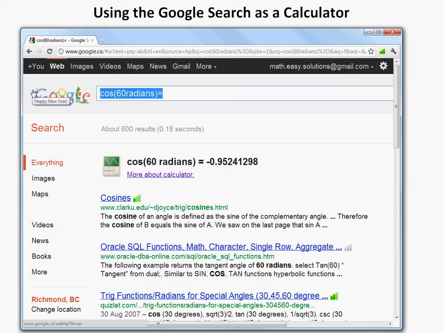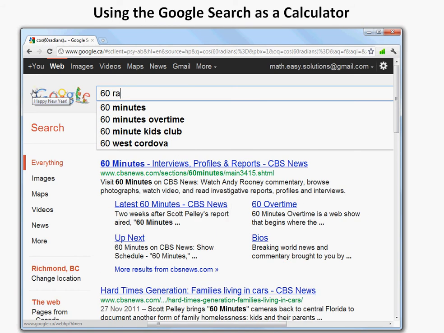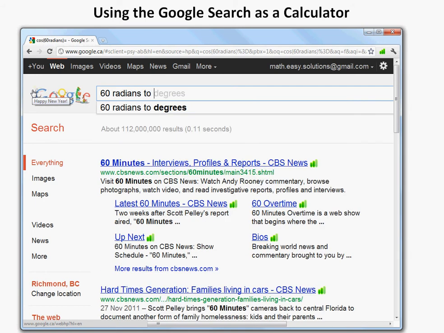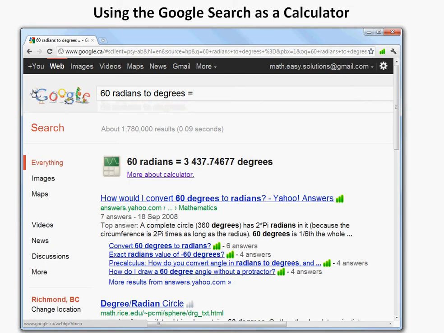I could even do that. Let's say you want to know what 60 radians is in degrees. All I do is write it exactly as I'd ask the question. So that's about 3,400 degrees and whatnot. It's a lot more than one circle, because 2 pi radians is one circle. But anyways, what else can you do with this one?